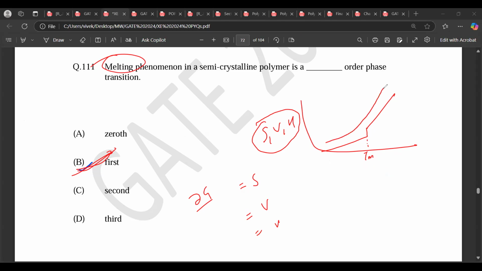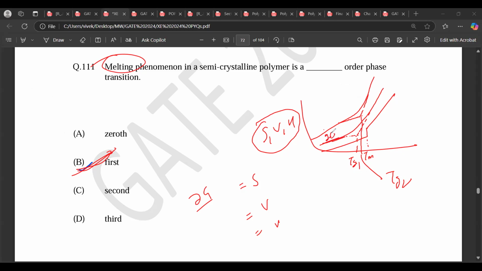For example, for glass, you can draw something like this for a particular cooling rate, and you can also have another glassy graph. Then they can say this is Tg1 and this is Tg2, and ask what will be the impact on Tg if I increase the cooling rate. For example, this is glassy, right?